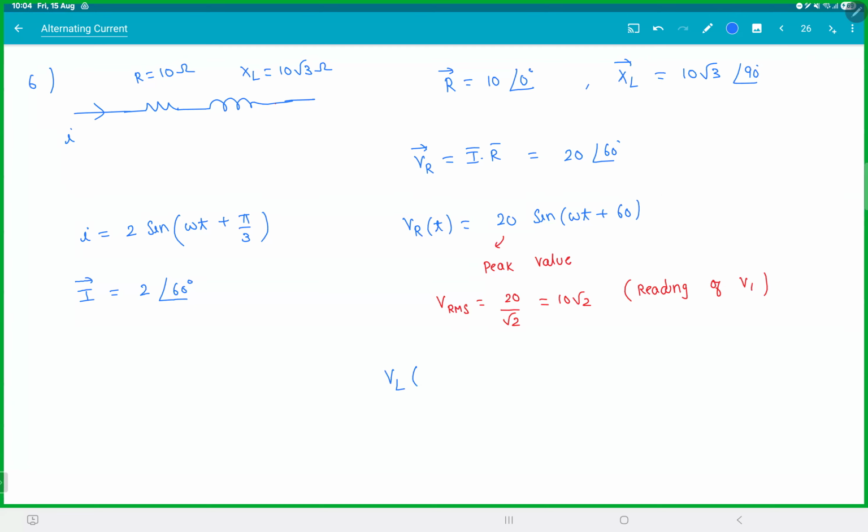Similarly, VL bar will be I bar dot XL bar, which will be 20 root 3, 150 degrees. So VL as function of time t will be 20 root 3 sine omega t plus 150. This is your peak value. So VRMS will be 20 root 3 by root 2. This is the reading of the V2 voltmeter.